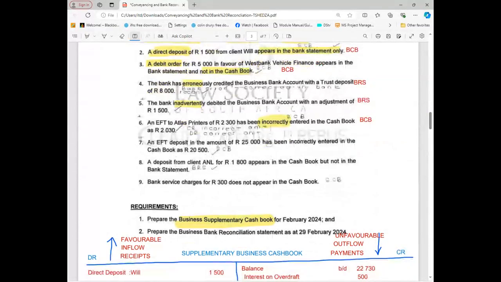So the incorrect amount is how much? It's 2030. And the correct one is 2,300. It was recorded as 2030 instead of 2,300. So do you agree?